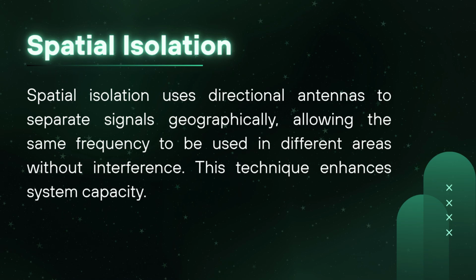Spatial isolation uses directional antennas to separate signals geographically, allowing the same frequency to be used in different areas without interference. This technique enhances system capacity.